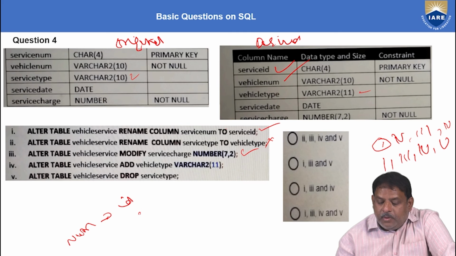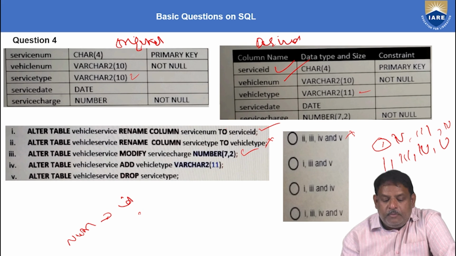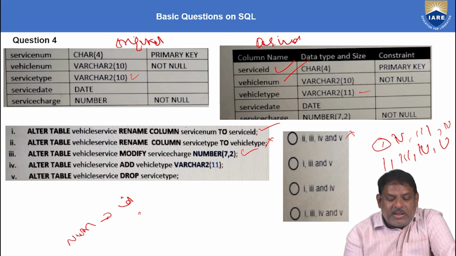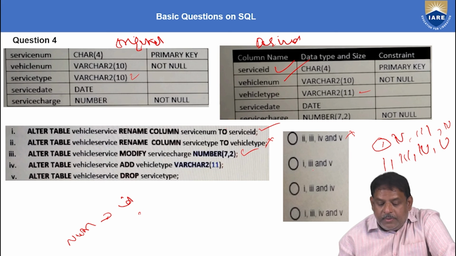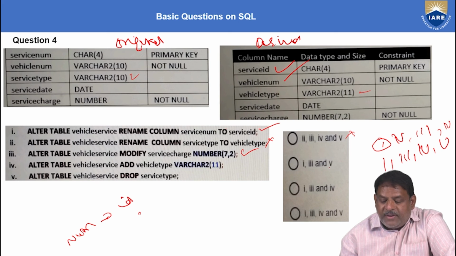Now, okay, we'll see here. The first option is 2, 3, 4, 5. That is invalid because 1 is not there, because in the first column, service number is made to service ID. Next, 1, 3, 5.